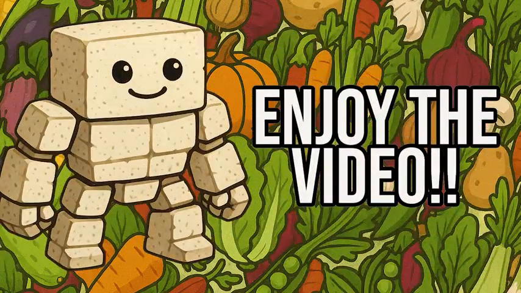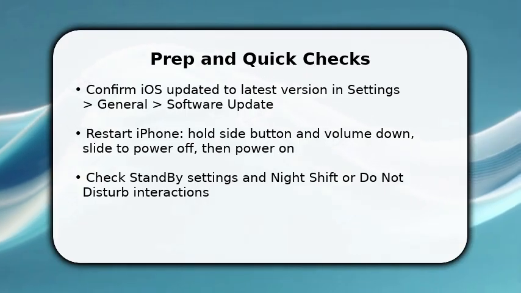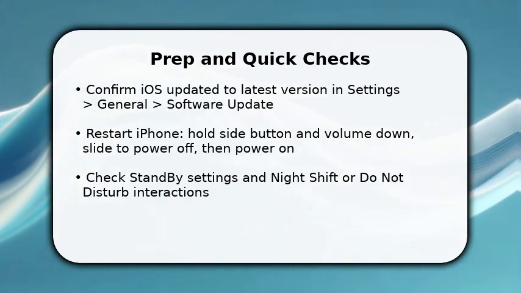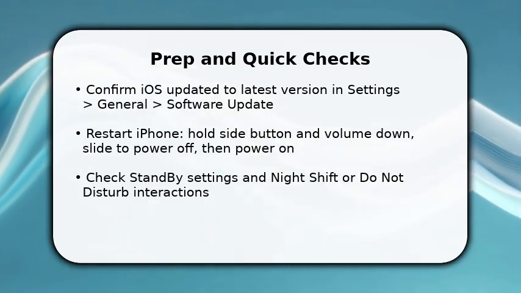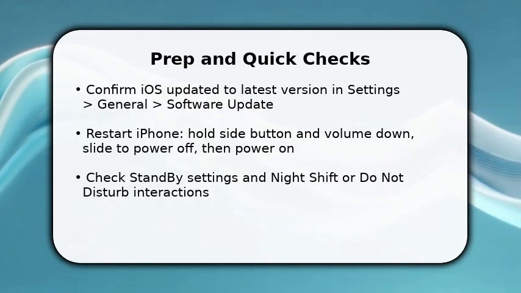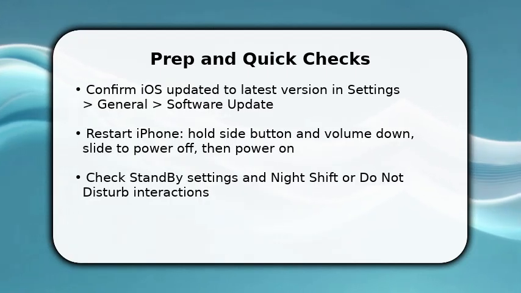Please enjoy the video. You're starting with the essentials. Update iOS and restart the phone now so you eliminate transient glitches. Once done, go to Settings and verify standby-related options and any screen scheduling features like Do Not Disturb or Night Shift that could override display behavior.